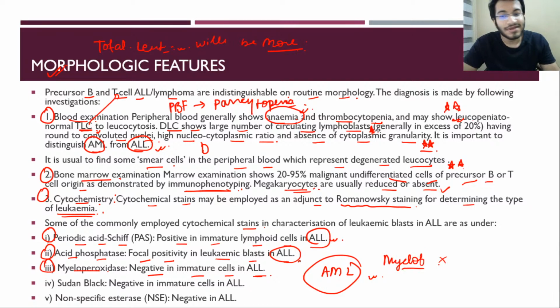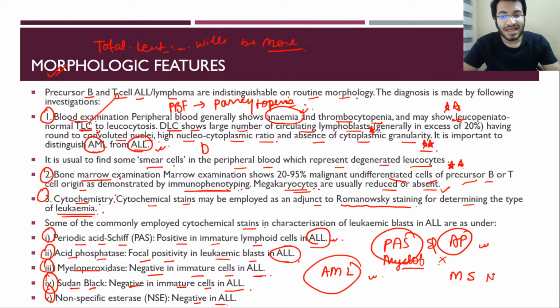It is not positive for lymphoblasts. Then Sudan black. Sudan black is negative in the immature cells in ALL. Then non-specific esterase is also negative in ALL. So there are only two things that come positive in ALL, that is PAS and acid phosphatase. Myeloperoxidase, Sudan black and non-specific esterase are negative.